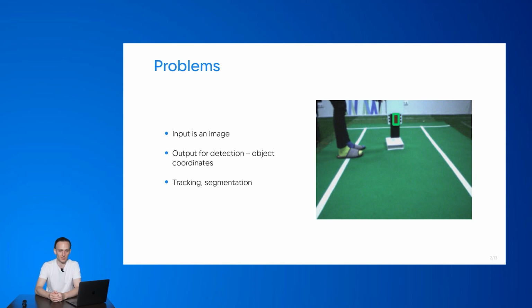There are multiple other problems, for instance, tracking, which is finding the position of a certain object from frame to frame. Also, there is a problem of segmentation, which means assigning the label of a class to each of the pixels of the input image. But they could be understood on the basis of the problem of object detection. So we will start precisely from that.